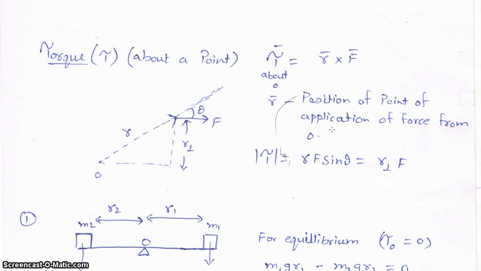It is quite important to note what r is. We can also write the magnitude of torque as r F sin theta, where theta is the angle between the r vector and the F vector, which can be turned into r perpendicular F. r perpendicular is the component of the position vector perpendicular to the force. r must be measured from point O, about which you are about to find the torque.